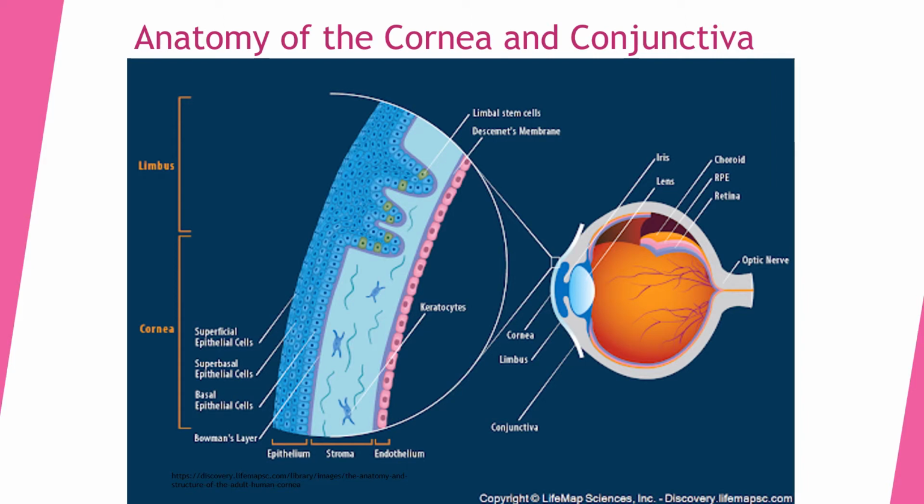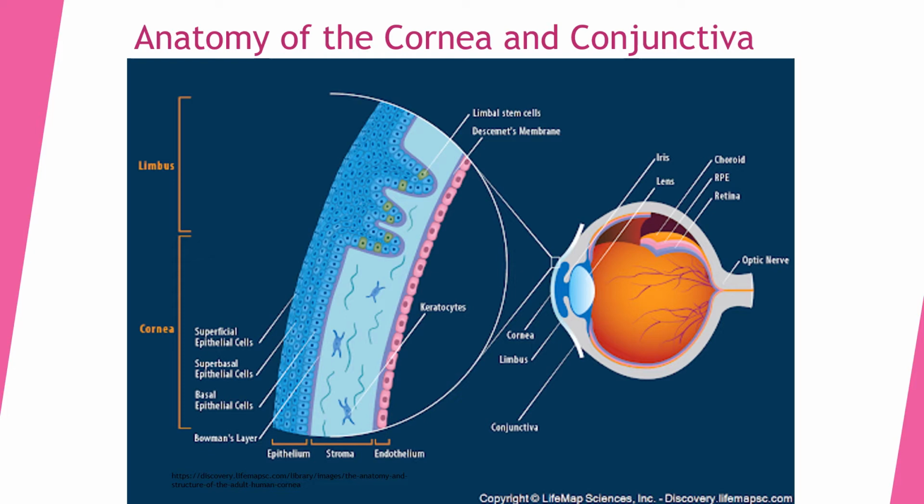So before we move on, let's observe the anatomy of the cornea and the conjunctiva, which is a very relevant structure in the eye with regards to vitamin A deficiency. The cornea is composed of 5 layers: the outermost epithelium layer, the Bowman layer that anchors the epithelium layer, the stroma, which is the thickest middle part of the cross-sectional cornea, the Descemet's membrane, and finally the innermost endothelium.